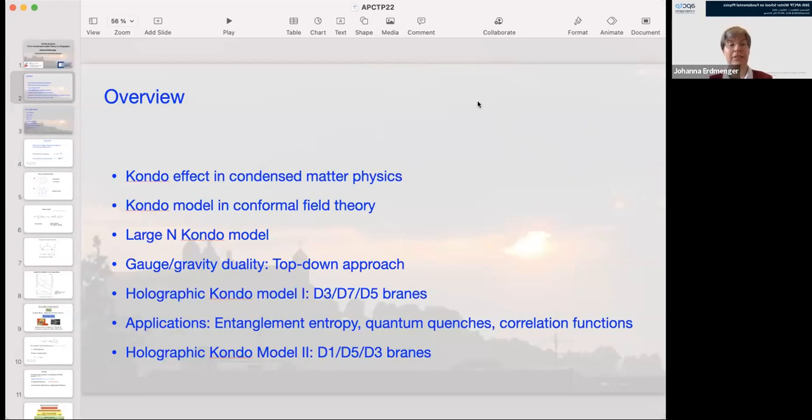And in particular, what's going to be relevant for us is that this has been studied quite a lot in the context of two-dimensional conformal field theory with boundaries. Now, for the AdS/CFT correspondence, as you probably know, we always need a large N limit. And so this large N Kondo model also has been studied by condensed matter physicists some time ago. So I should say a little bit about that as well, because that will be very helpful for constructing a gravity dual.